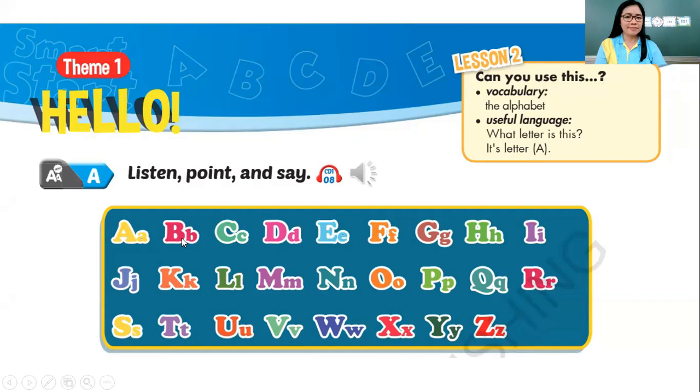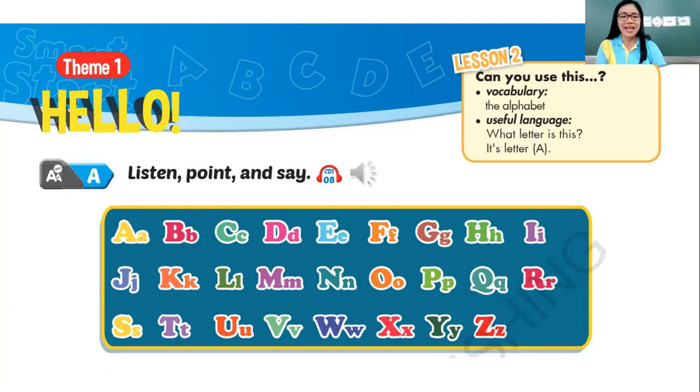A, B, C, D, E, F, G, H, I, J, K, L, M, N, O, P, Q, R, S, T, U, V, W, X, Y, Z. Remember, kids, when you are reading your book, always point to the word or to the letter that you are reading so you can follow easily.